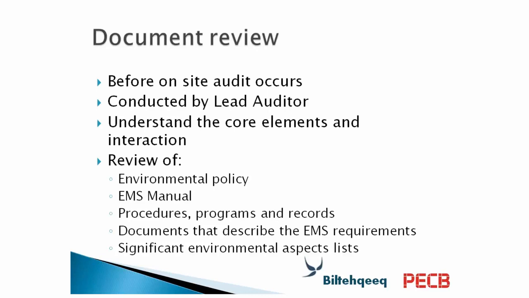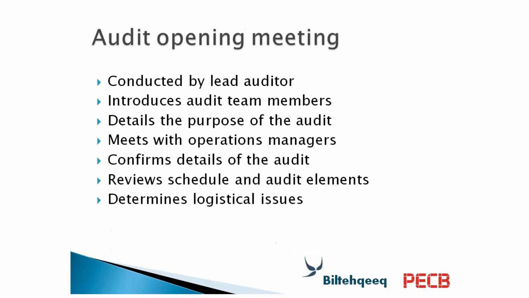So the ISO 14000 audit has two steps. One step is the document review, and the second is the on-site audit. Before going on-site, you have to review the documentation of the organization. You have to review their environmental policy, their manual, their procedures, their internal audit records, and their environmental aspects and impacts.